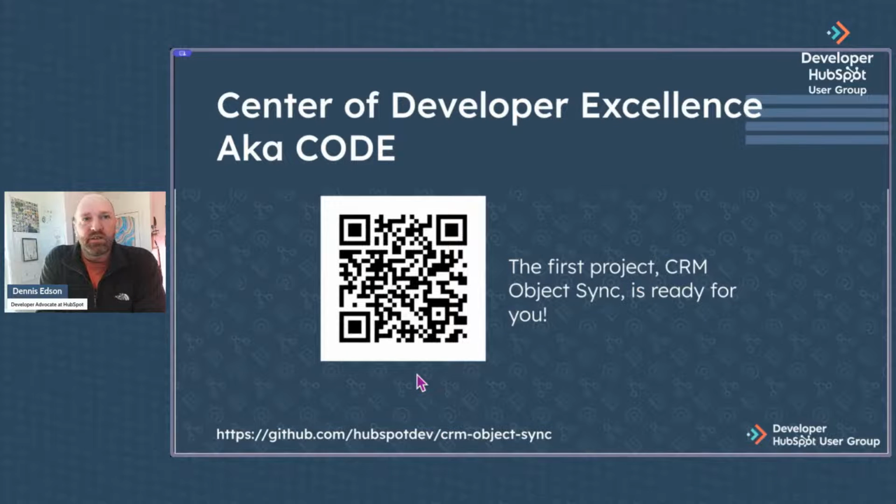Next up, the Center of Developer Excellence, aka Code. This is something headed up by Zach Wolfson. If you've never heard of him, he is a freaking amazing HubSpotter. He's been around for a long time, and he's been working with a lot of the community on how to develop their projects. So he and a few others got together, put together a really nice sample app for CRM Object Sync. Again, this QR code will send you there.